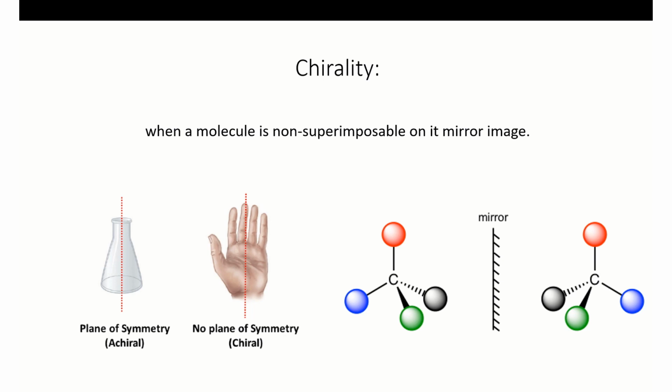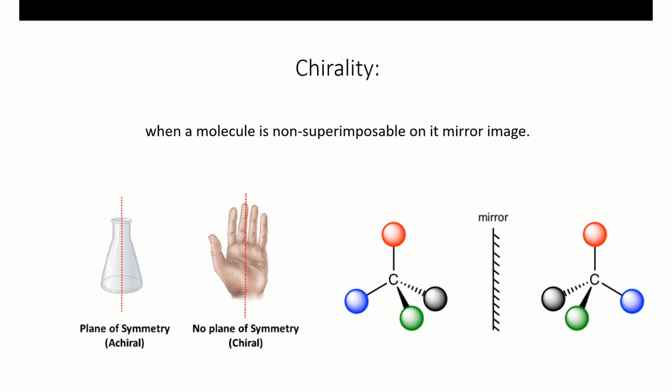So for example, we have the first image here, which is an image of a flask. It has a plane of symmetry, which means that one side of the flask is exactly the same as the other side. If you put them on top of each other, they will overlap. This structure is called an achiral structure. Our hand does not have a plane of symmetry and one side is not the same as the other side. So we can call this structure a chiral structure.